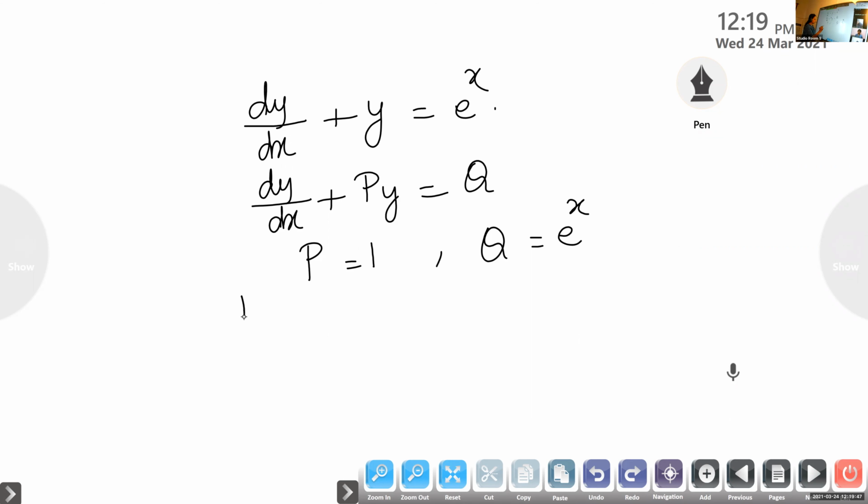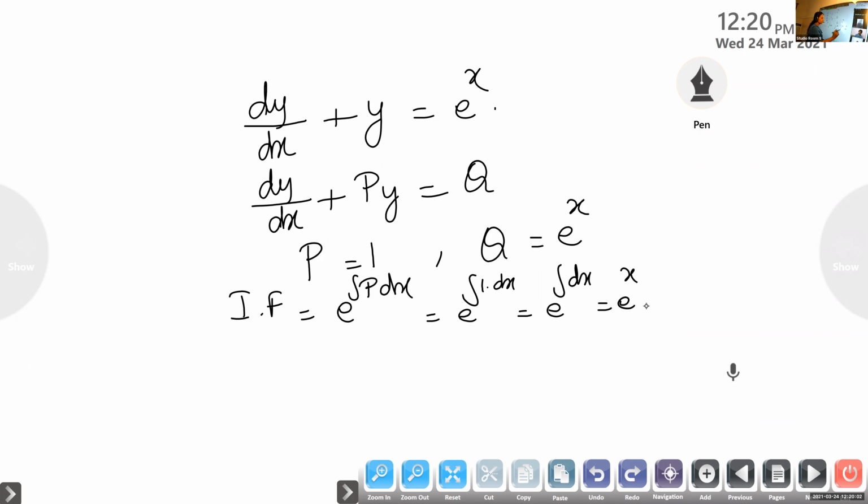Now find out the integrating factor. The integrating factor is e raised to the integral of p dx. So e raised to the integral of 1 dx, which is e raised to x. The integrating factor is e raised to x.